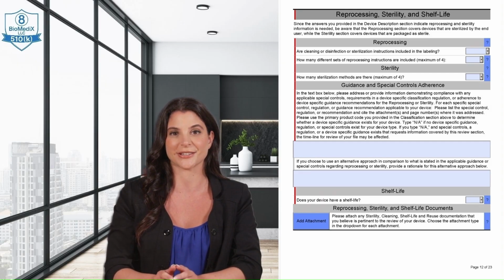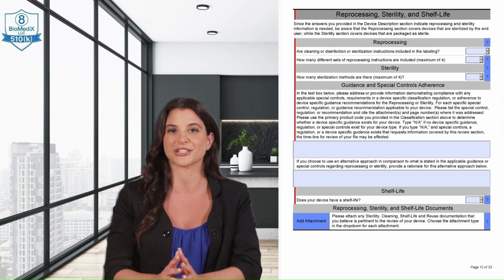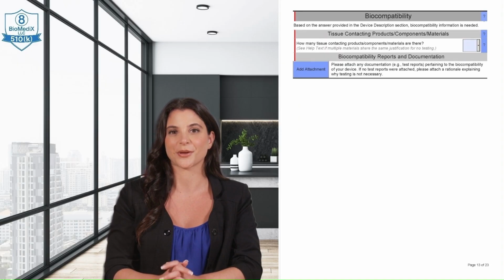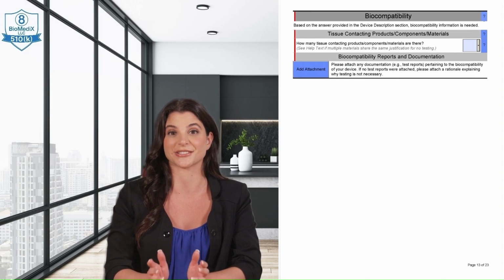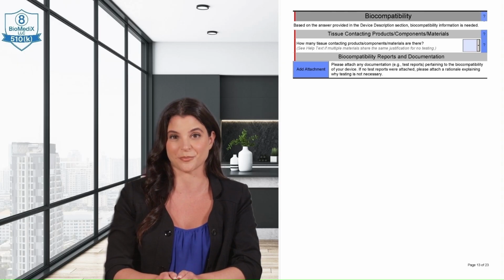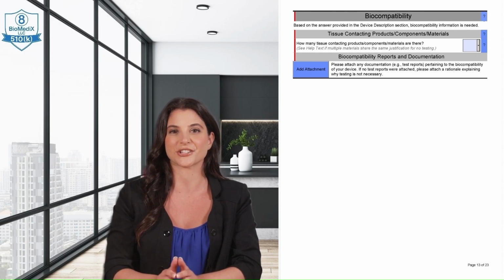Page 13. Biocompatibility. On page 13, based on the answers provided in the device description section, biocompatibility information is needed. You will state how many tissue contacting products and components and materials there are. You will then attach any documentation, such as test reports, pertaining to the biocompatibility of your device. If no test reports were attached, you must attach a rationale explaining why testing is not necessary.